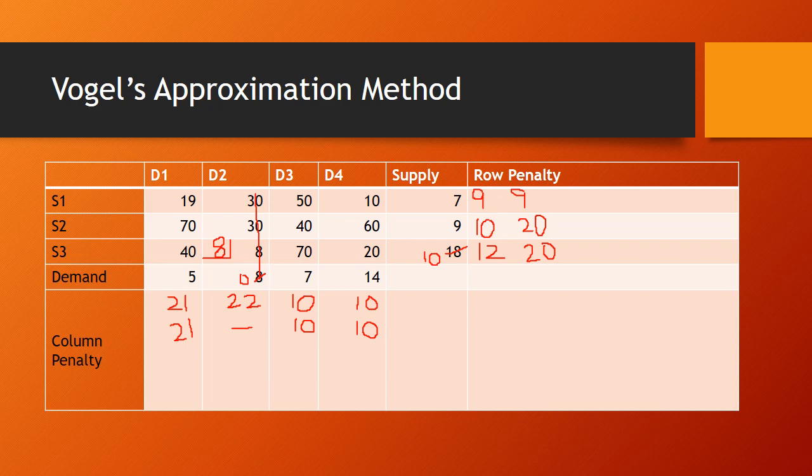Now among these new penalties you have to find which one is the highest. So this 21, this one is highest now. Okay, so we will use this column now. What we will do now is find which one has the least cost. So this one has the least cost here, so we will choose this and we will allocate. Demand was 5, supply in this is 7, so we will allocate 5 here.